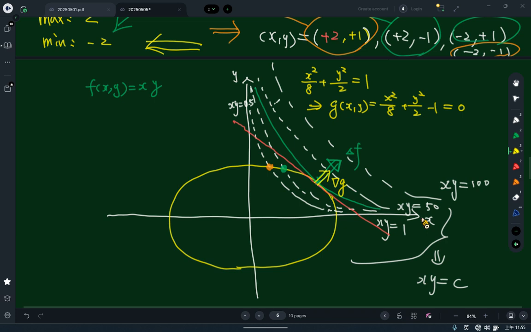So parallel means gradient f should be lambda times gradient g. Then we can get the extreme value at this point. So for the gradient vector, in this case, there are 4 possibilities, right? Here also, here also, here also. So totally we have 4 points that can maximize or minimize the value.